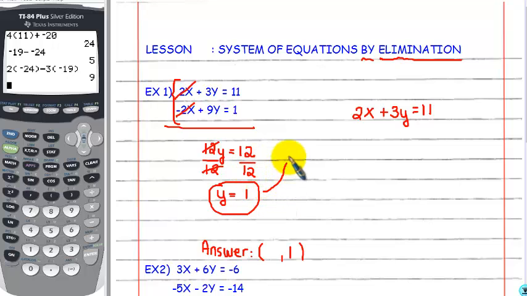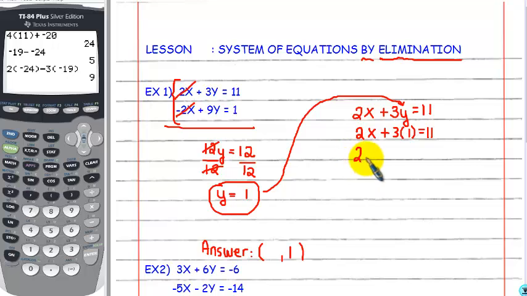And we're going to take the y value and plug it into this equation. Remember, whenever you plug it in, you want to make sure that you put parentheses. Let me just fix a little bit here. There we go. So I'm going to take this value and plug it in for y. So this would be 2x plus 3, open parenthesis, 1, equals 11.